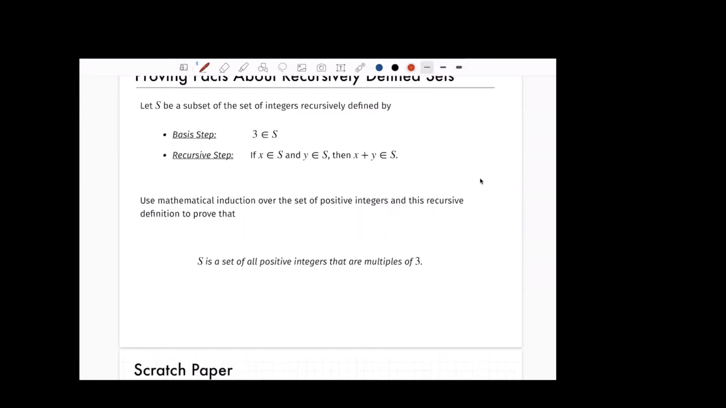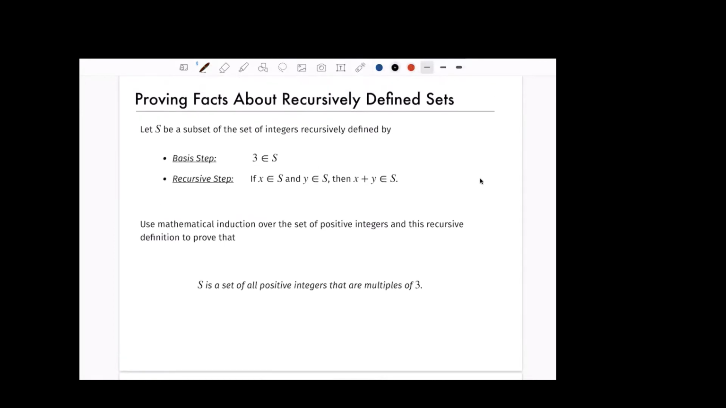So here's an example of a recursive definition. You have this set S that we want to define. And we have a basis step as usual. So we know that 3 belongs to S. That element is definitely there. And then we have a rule for generating new elements of this set based on what's already in the set.